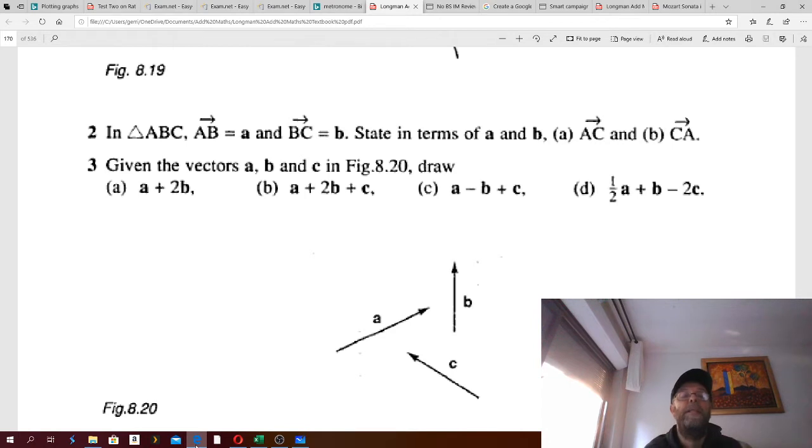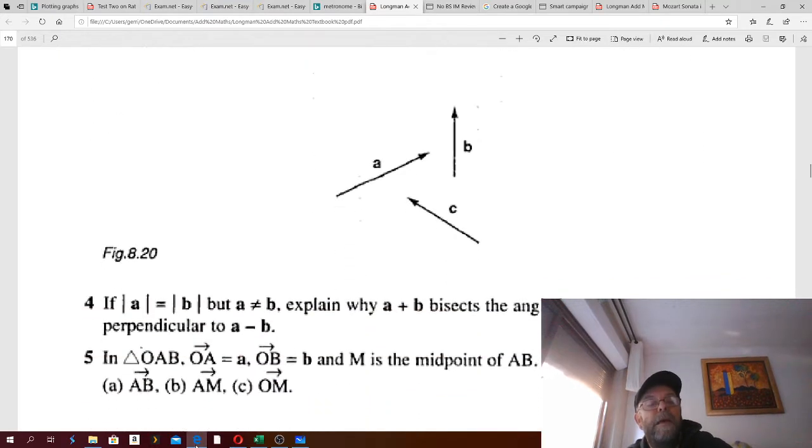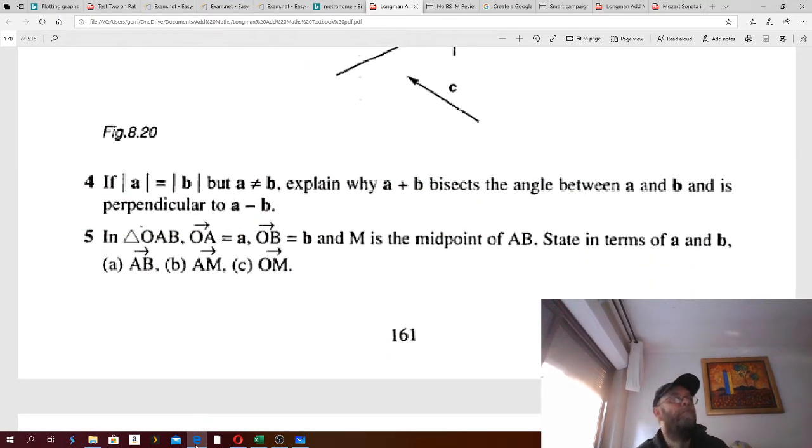Right, so I'm going to leave question 3 because that's just drawing some vectors, and you should be able to follow that quite carefully. If they give you the vectors A, B, C, then you can measure those and you can draw some resultants of the other vectors that they ask, like A plus 2B, etc. But I'm going to have a look at number 4.